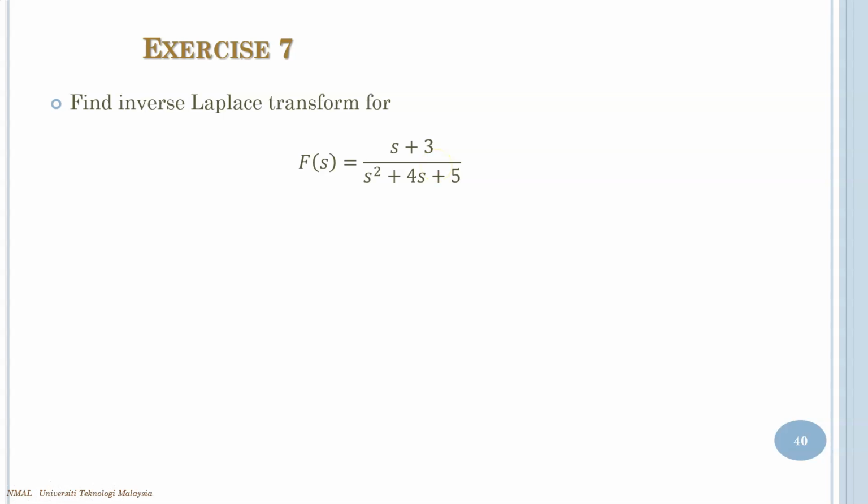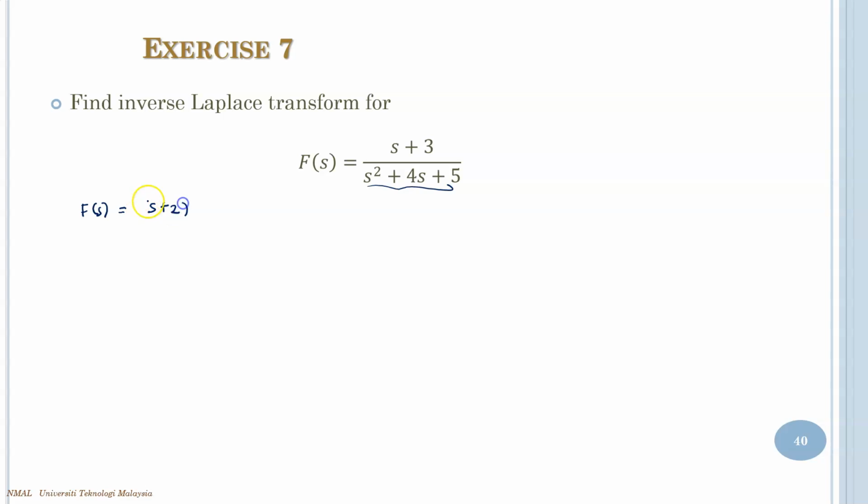From here we know that if there is s squared in the denominator, you can use either the cosine or sine function. If you look at the table at number 12 and 13, it's either the cosine or sine function which has been frequency shifted, with exponential negative at. So I rearrange the equation so that down here I put something that I can factorize.